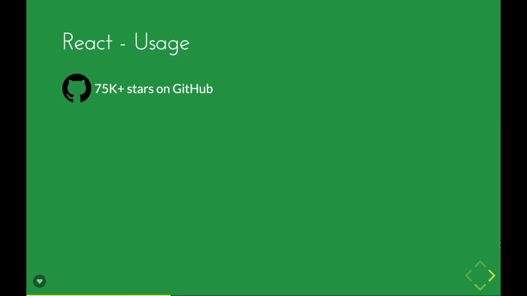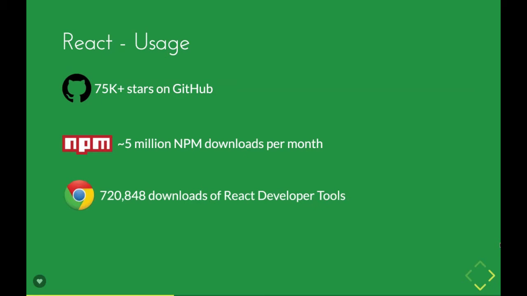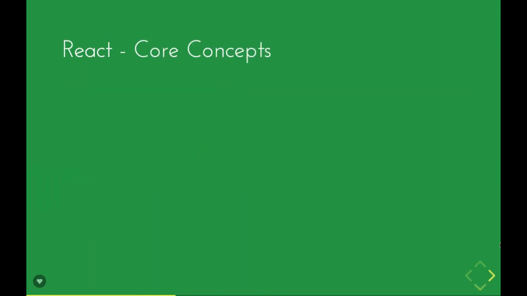Now some React overall usage stats. It has 75,000 stars on GitHub, actually. It has around 5 million or so NPM downloads per month, and it has almost 721,000, there we go, that's how you say numbers, downloads of the React developer tool. Again, a Chrome extension that allows you to inspect React applications, not just the pure HTML that's available. So quite a lot of downloads, probably the largest library that we're looking at today.